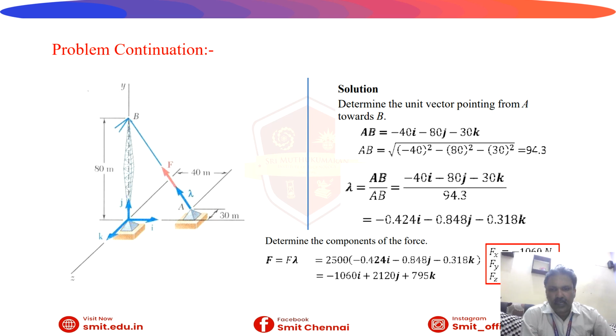After multiplying, what we will get? Minus 1060i plus 2120j plus 795k.